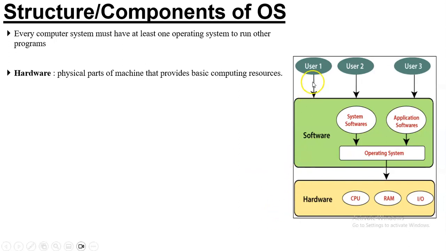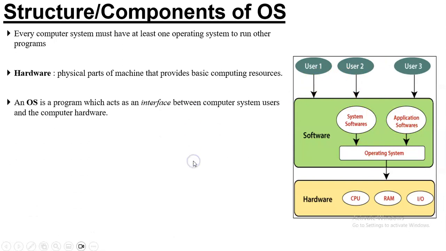There are 4 components, starting with hardware, then comes the operating system, then comes application softwares, and the last one is the users. So what is hardware? Hardware is nothing but the physical parts of the machine, which provide the basic computing resources such as CPU, RAM, and input-output devices. Then comes the operating system. As we have discussed earlier, it is nothing but the interface between the computer programs or computer users and the computer hardware, right?